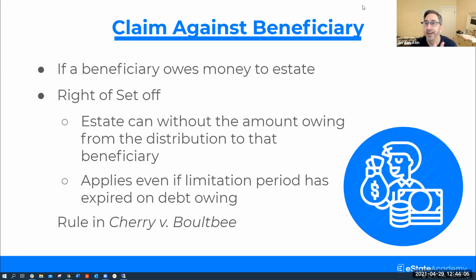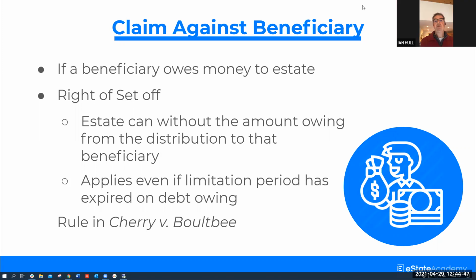Now, here's the kicker. That potential claim doesn't necessarily have to be a legal claim, in the sense that if the limitation period has expired on the debt, this right of set off still applies. It's called the rule in Cherry and Boltby. And it's been around for 100 years, more. And it's a little known rule again, but it's very important because even if the beneficiary said, well, I don't owe that money anymore, it's past 2 years, the rule in Cherry and Boltby says the executor has the right to set it off.